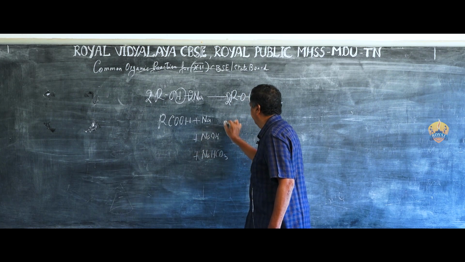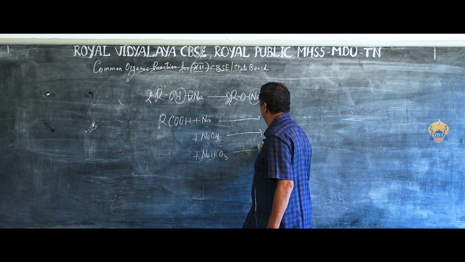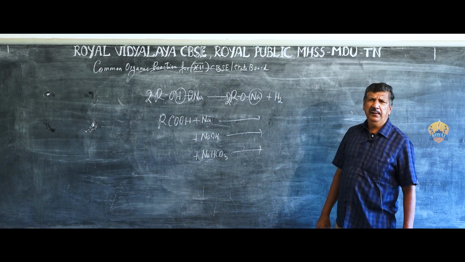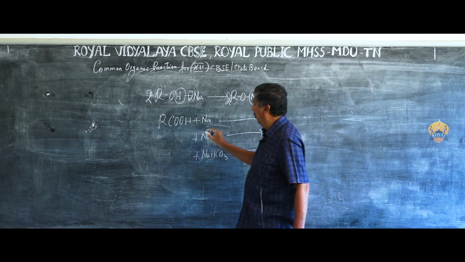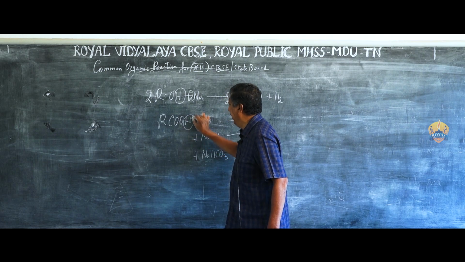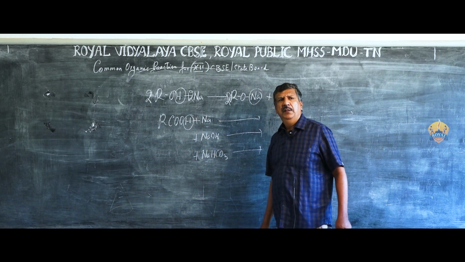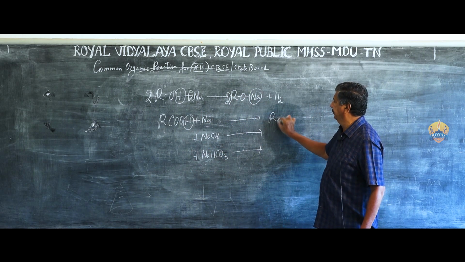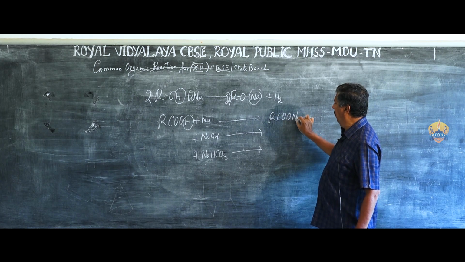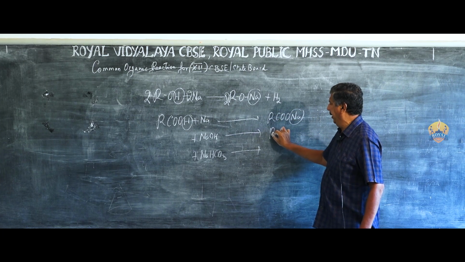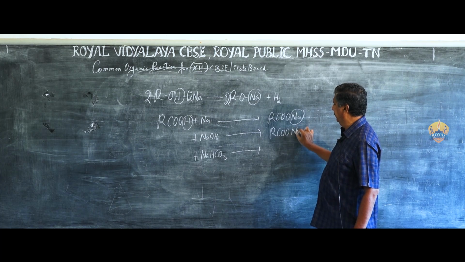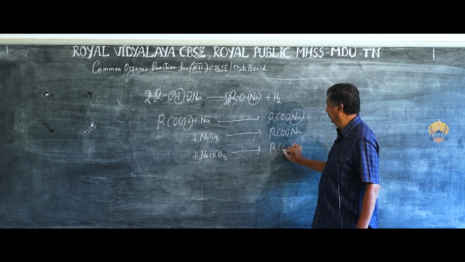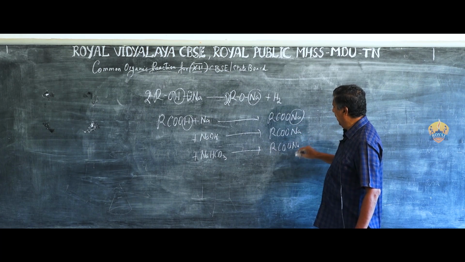With acids, what will be the product? Same. In all these reactions, the H is converted into Na, like this. You see, the H alone is converted into Na. That's all. What about the other products?